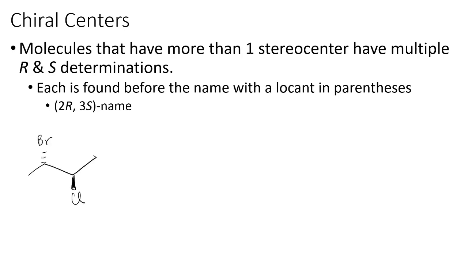So let's look at an example. So for this example, we have 2 different stereocenters. We have a stereocenter on carbon atom number 2. We have a stereocenter on carbon atom number 3 as well.